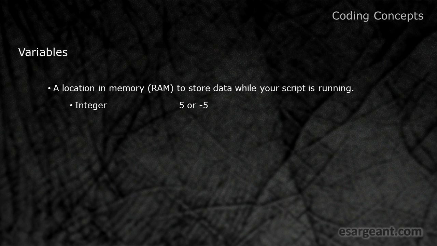To start with, we have what's known as an integer, and that's a location in memory where I can store a number, a whole number, and it can be positive or negative. So for example, 5 or -5. Then we have what's known as an unsigned integer, which is only positive numbers. There are no negatives. So I could store, for example, the number 5.